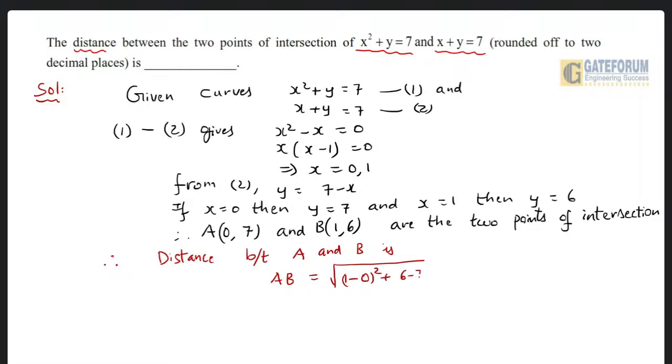6 minus 7 whole square. So this is square root of 1 square plus 1 minus 1 whole square is 1, which is equal to root 2. Approximately root 2 value is 1.414. They are asking rounded off to two decimal places. 0.414, third digit after decimal point. The third place is 4, which is less than 5. So discard the digits from third digit onwards. So finally, this is 1.41. So the answer is 1.41. This is end of the question.